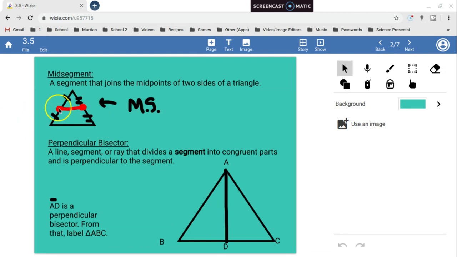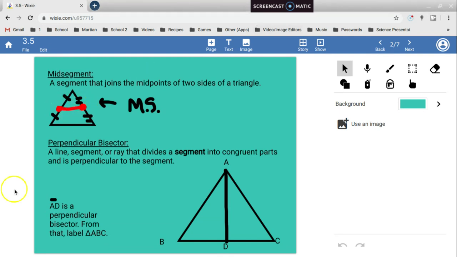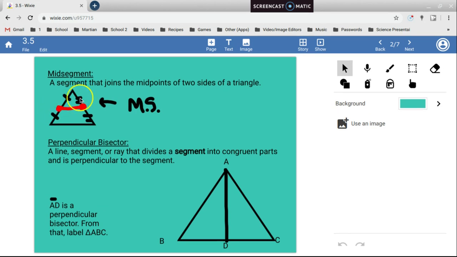This red line right here connects these two midpoints. And how you know that these two points, these two red dots, are midpoints is because of these markings. There's one dash right there and then two dashes there because these sides aren't equal, but these two measures are.